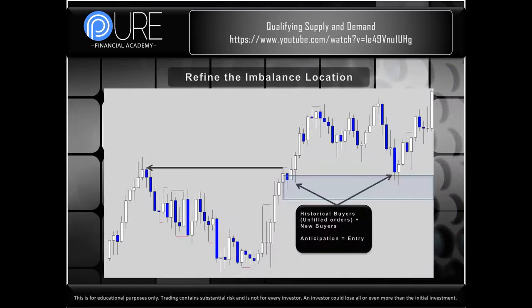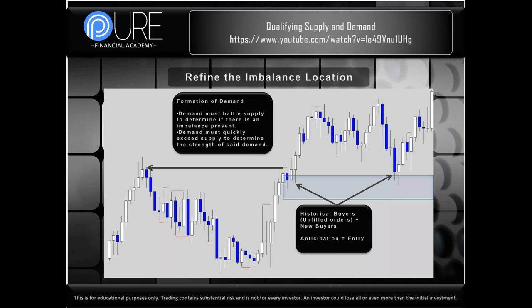Okay, so here, guys, we'll talk about refining the imbalance location. We have the historical buyers, the unfilled orders, plus the new buyers that anticipate our entry, right? I love this portion when it talks about the formation of demand, because in order for us to really know that demand exists, it actually has to battle the opposing side. Let's just say that price rallies. How do we know that in the middle of that move, or at the bottom or at the top, there were a lot of buyers and not just a few of them? I mean, you could have had no sellers and one buyer and price is just going to go higher, right? So to understand how we determine when there's a lot of them, there must be a battle. The battle must take place.